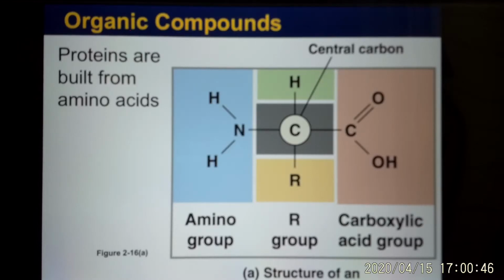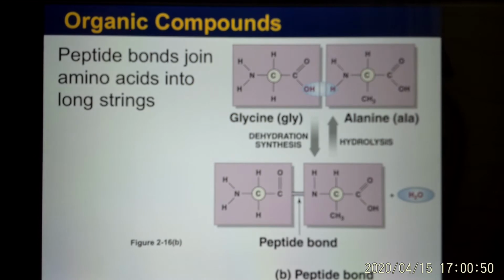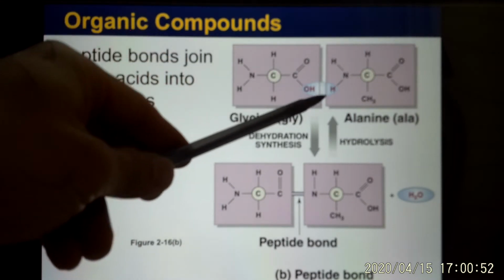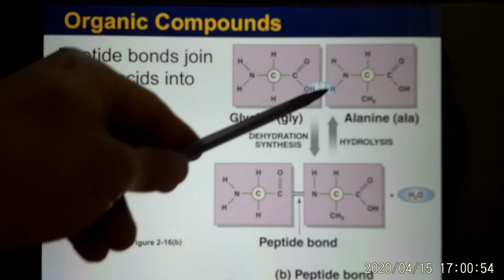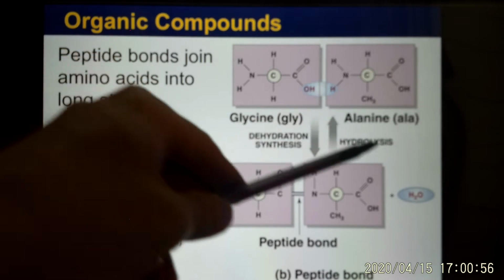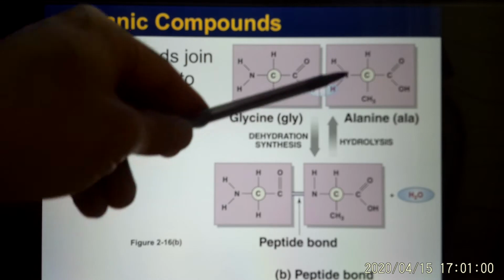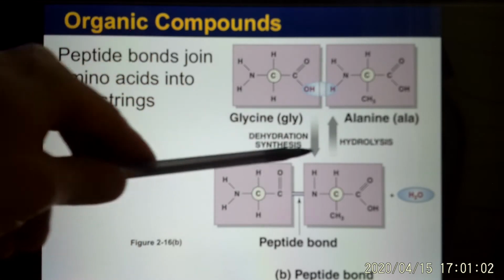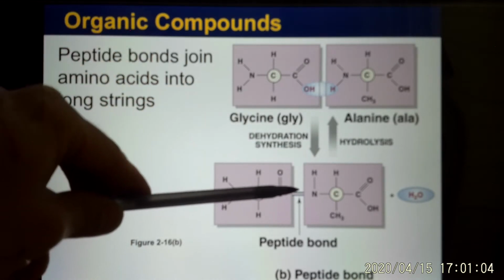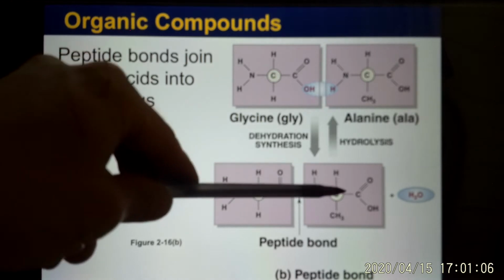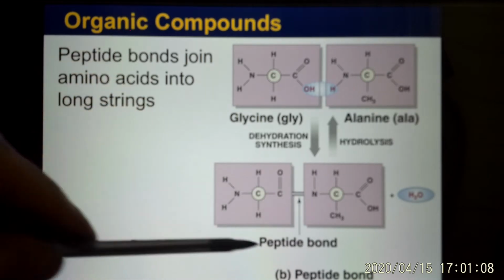Okay, let's keep going about the protein. When two amino acids want to combine together, one removes OH, one removes H. So together they remove water, so dehydration synthesis. When they remove the water away, they form a covalent bond. But this covalent bond between amino acid and amino acid we call the peptide bond.